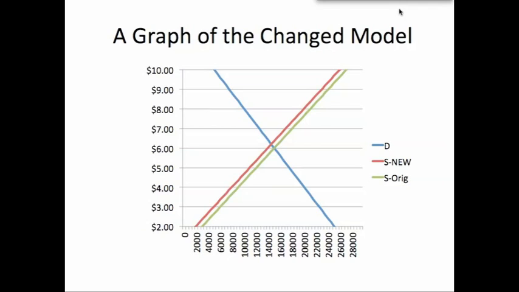Well, here we see a graph of the changed model. We labeled the new supply function S new and the original supply function S original. You can see there is a reduction in supply. The equilibrium point moves up along the demand function, and it results in a higher price and a lower quantity in the market. That's what we were attempting to do, and at this point we have developed the changed equilibrium featuring a higher price and a lower quantity.